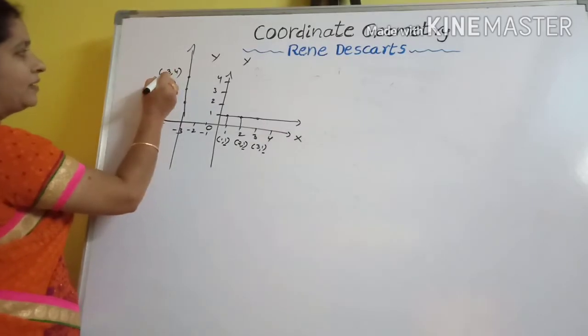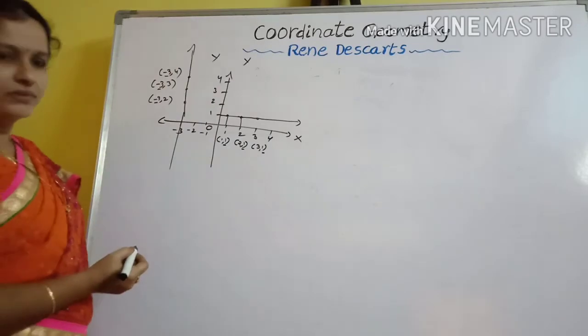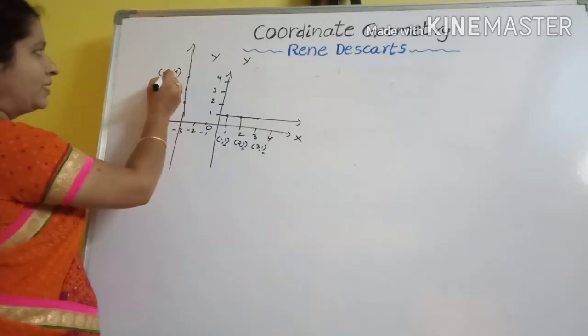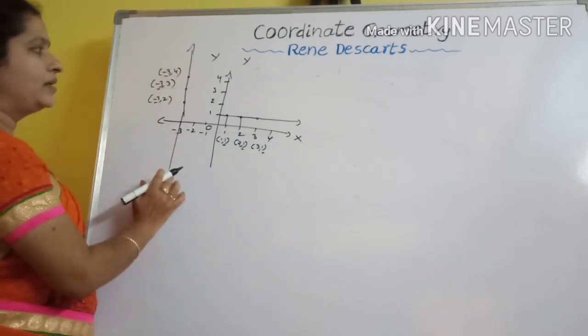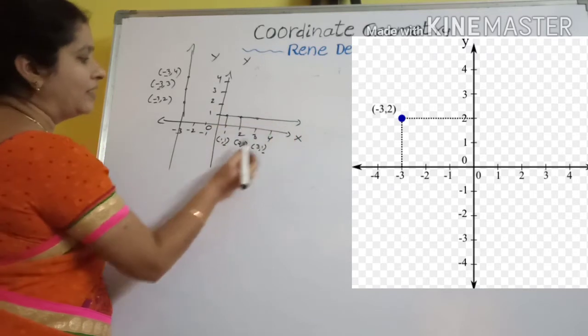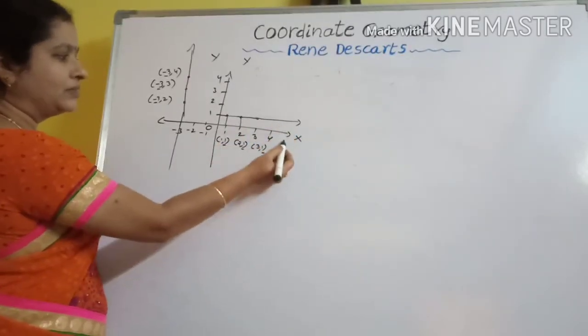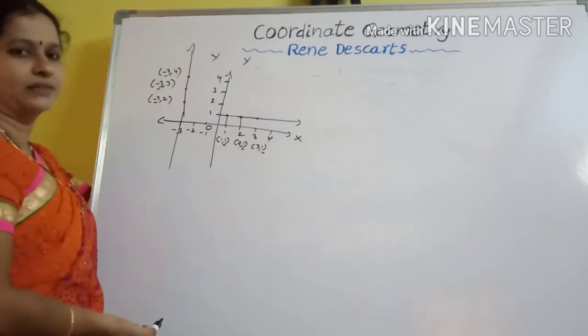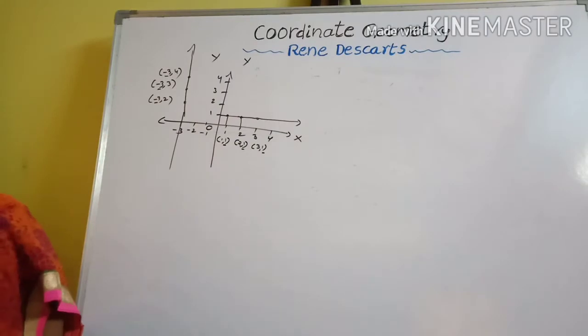So what we have observed here is that all the x coordinates are equal. If all the x coordinates are equal, the line passing through these points is parallel to the y-axis. If the y coordinates are equal, then the line passing through the points is parallel to the x-axis. So this is all about your 9th class syllabus, previous knowledge.